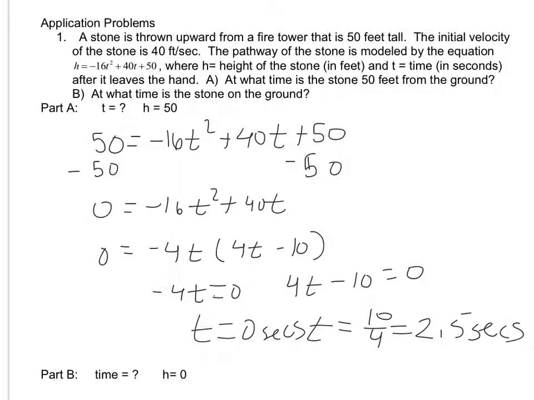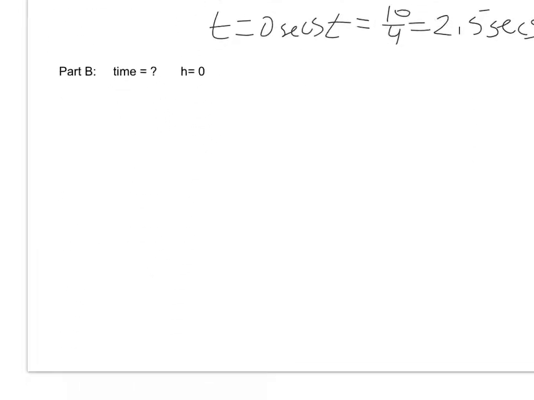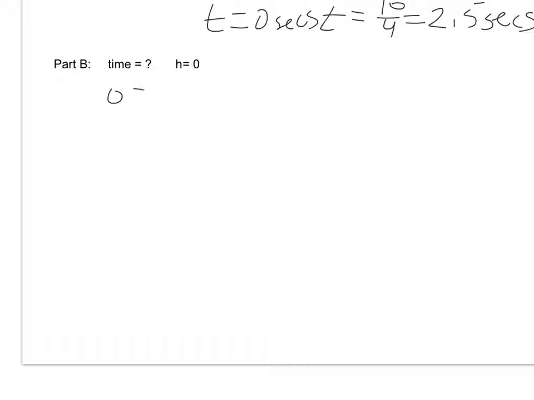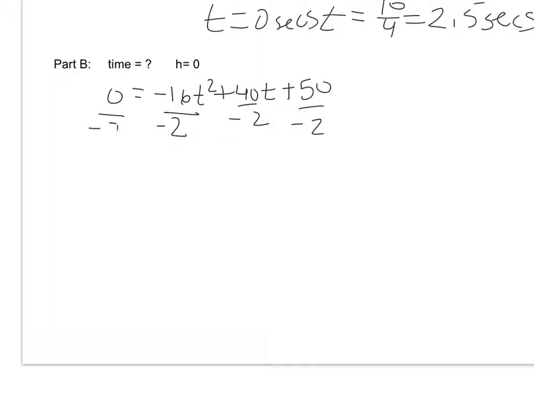Now for the next one, they want to know when it hits the ground. Well, what's the height of the ground? Well, 0. So you have 0 equals negative 16t squared plus 40t plus 50. So I'm going to divide everything by negative 2 because they're all even and I want to make my a a positive value. So after we divide everything by negative 2, you're going to get 0 equals 8t squared minus 20t minus 25.